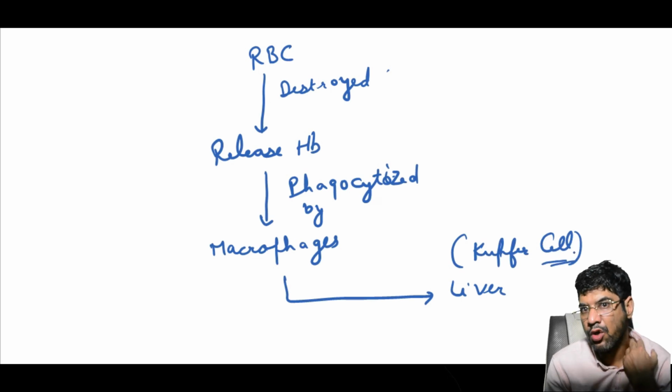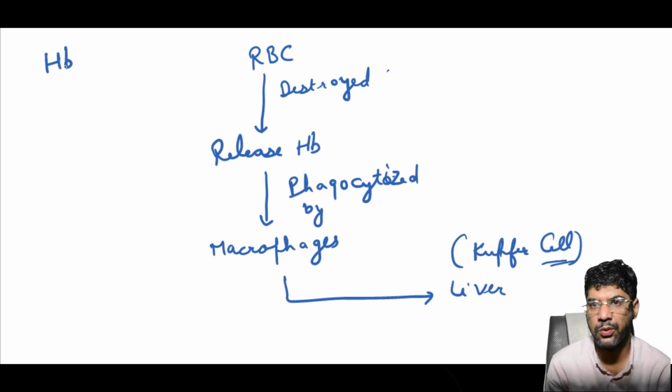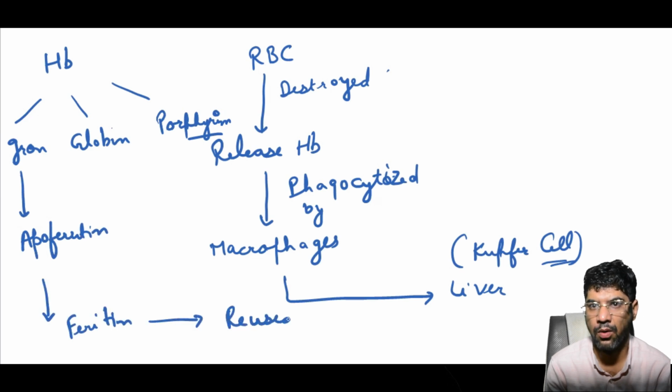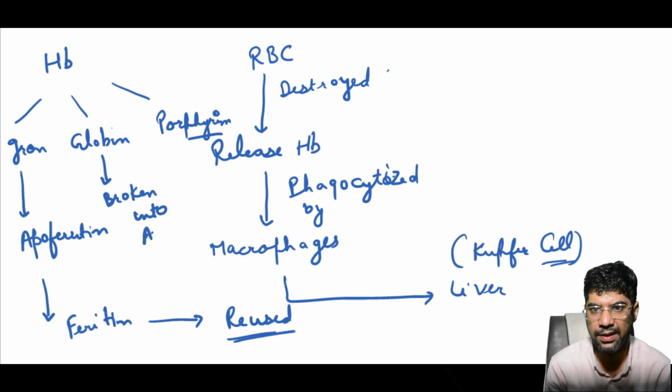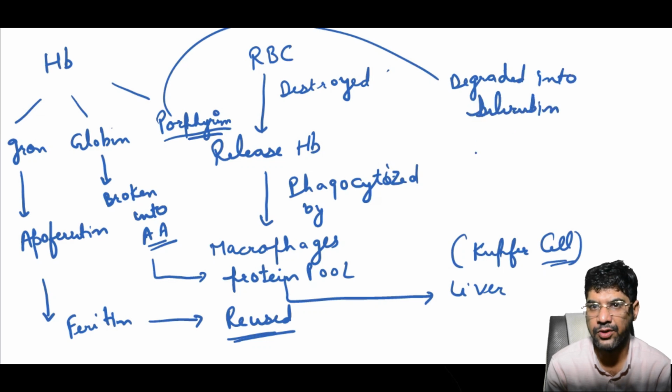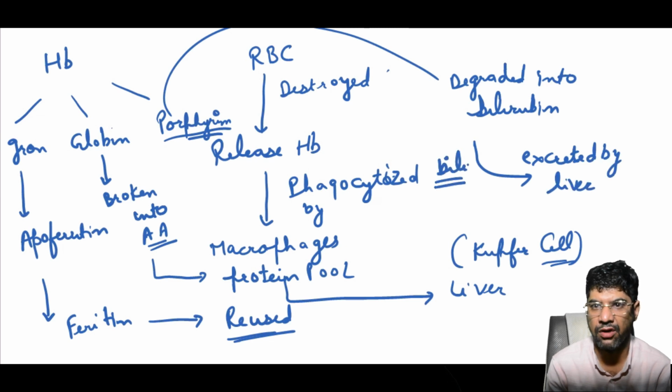Now, degradation of hemoglobin. Hemoglobin is degraded into three components: iron, globin, and porphyrin. The iron combines with apoferritin to form ferritin, that is stored and later reused by the body. Globin is broken down into amino acids and enters the protein pool for later use, whereas the porphyrin is degraded into bilirubin, which is then excreted by the liver through the bile. Approximately 10% of RBC are destroyed daily in healthy adults, releasing about 0.6 gram per deciliter of hemoglobin into the plasma.